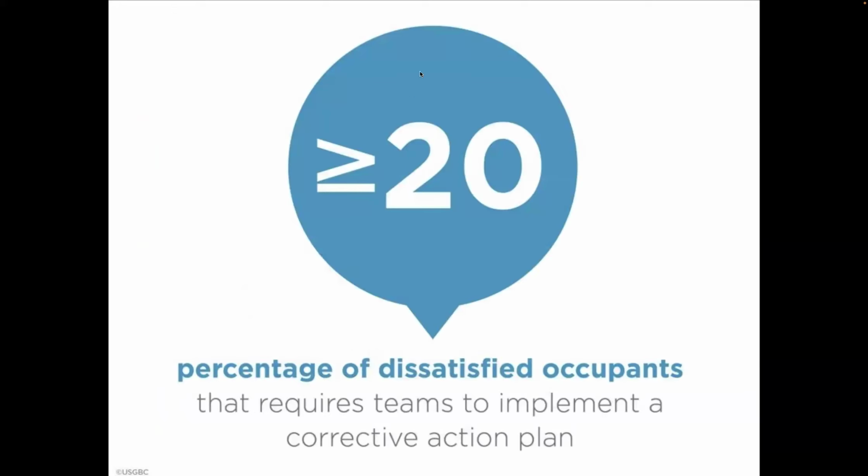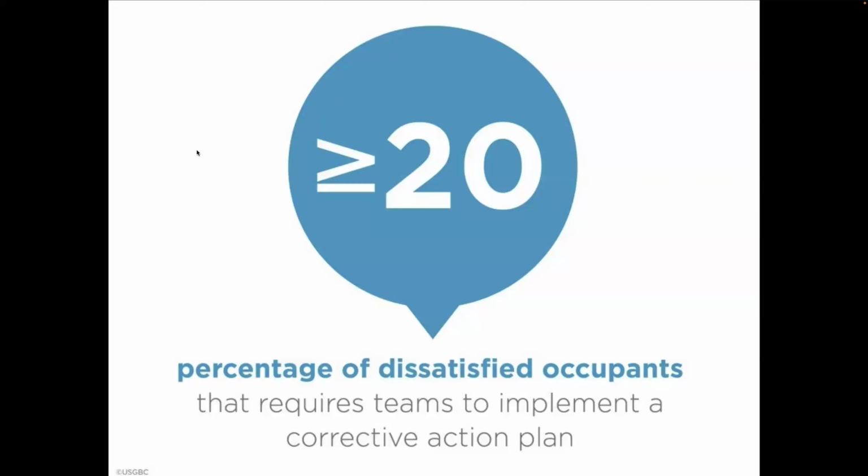All right. So if you have 20% of your occupants dissatisfied in any measure of that particular thing, with acoustics, you have to do something about it. So if you interviewed 100 people and 20 or more said the acoustics are really loud, you have to do something about it. Or the building's really dirty, you have to do something about it.